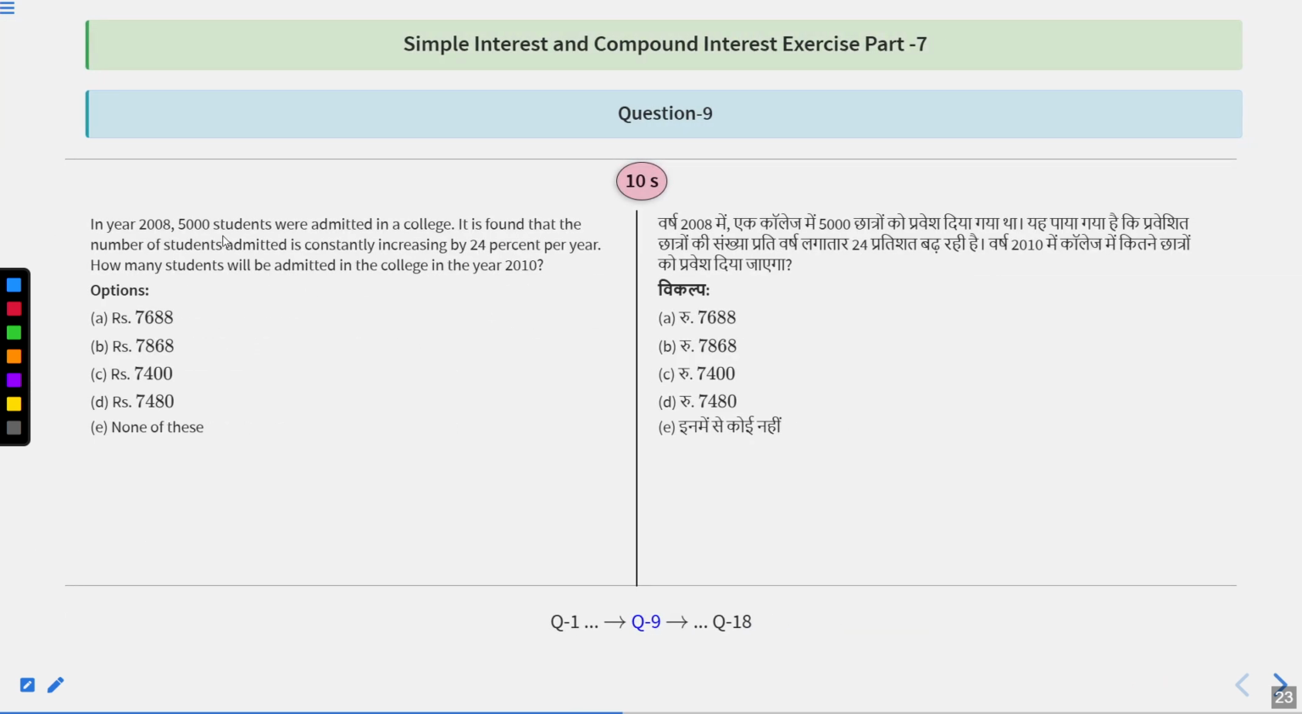In year 2008, 5,000 students were admitted in a college. It is found that the number of students admitted is constantly increasing by 24% per year. How many students will be admitted in the college in year 2010? You have 5 options and 10 seconds to analyze the question. Your time starts now.